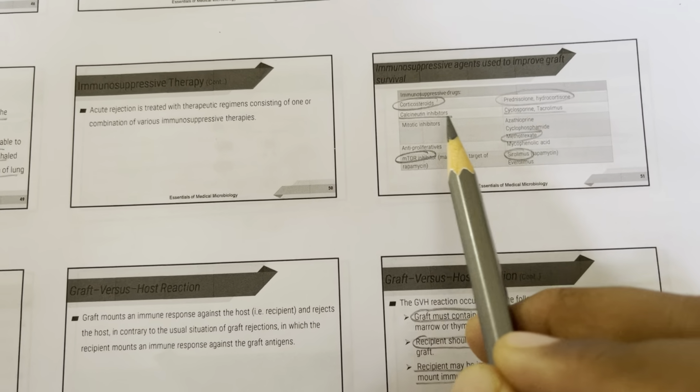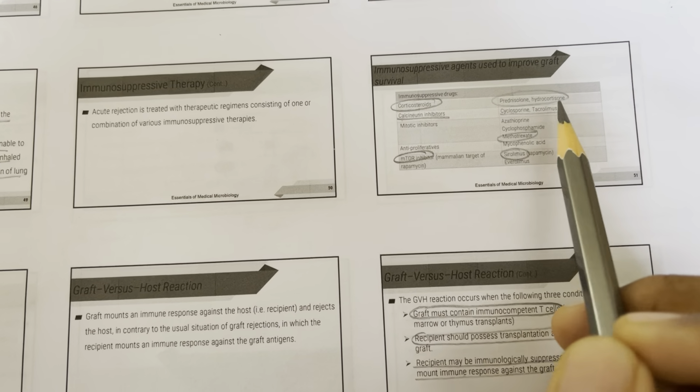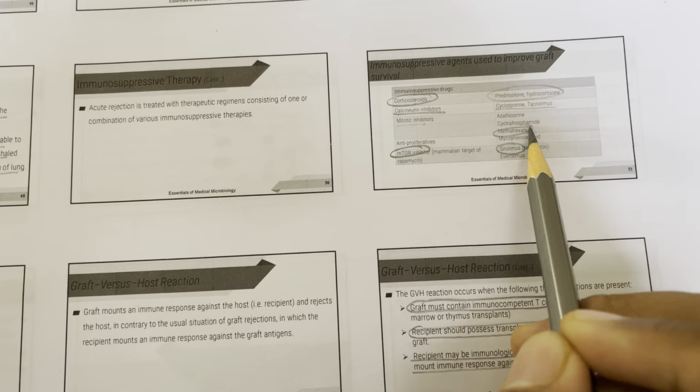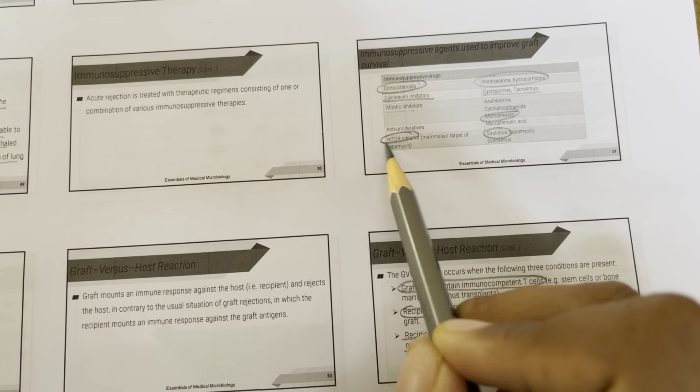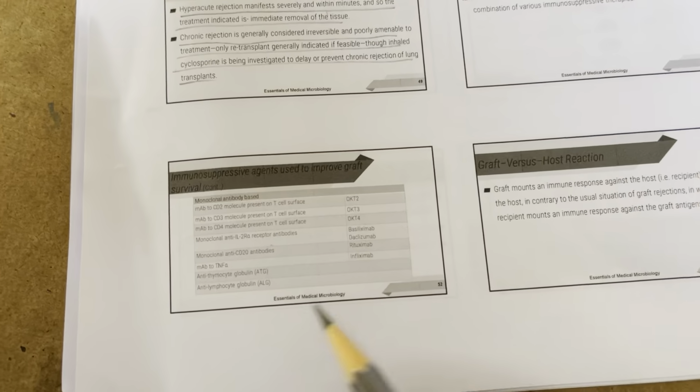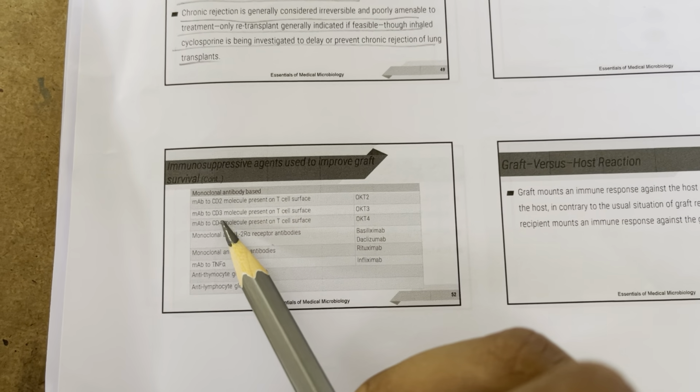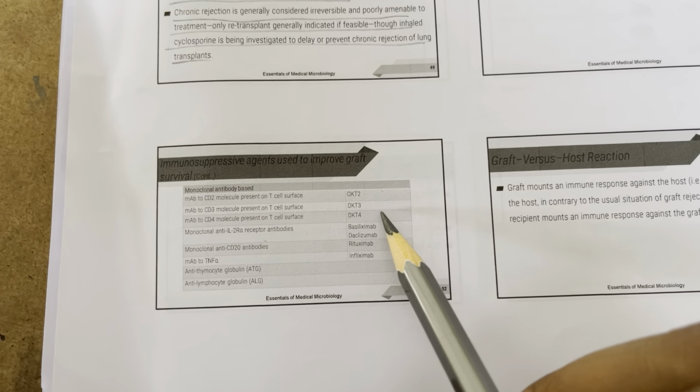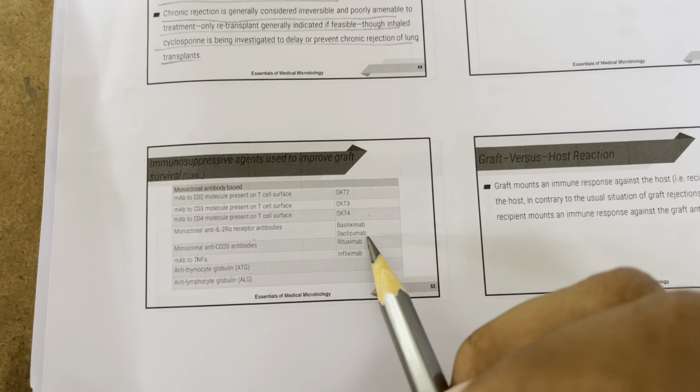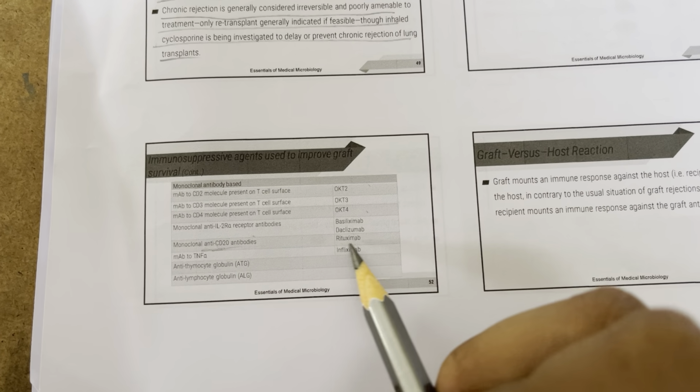So corticosteroids, you have calcineurin inhibitors like cyclosporin, tacrolimus. Next, mitosis inhibitors like methotrexate, and mTOR inhibitors like sirolimus, etc. And again, monoclonal antibodies against CD2, CD3, CD4, you have OKT2, OKT3 and OKT4. And you have rituximab for anti-CD20 antibody and infliximab for TNF alpha.